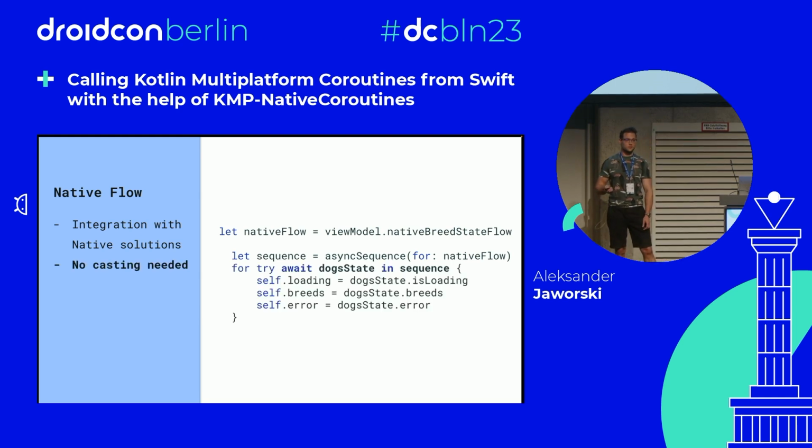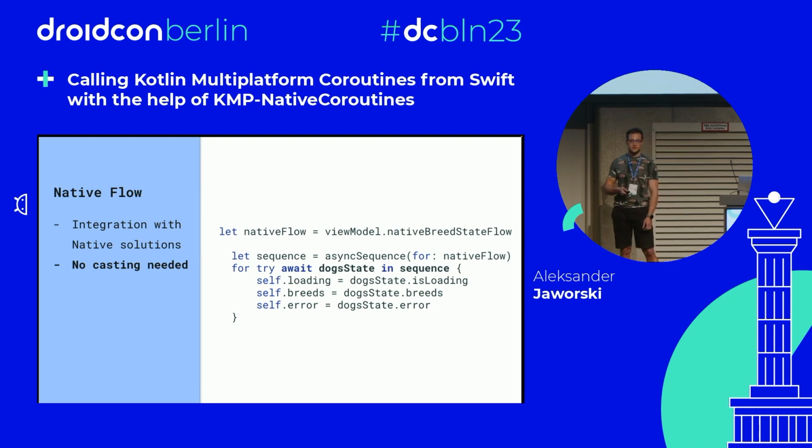We don't have to do any casting, because, as I didn't mention before, the previous two solutions required you to cast the value at the collection place, because when Kotlin Multiplatform compiles, it loses any information about the generics. And because flows are generic, the return values are lost. This library fixes this issue.